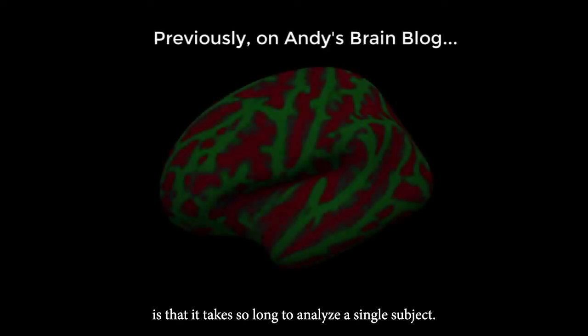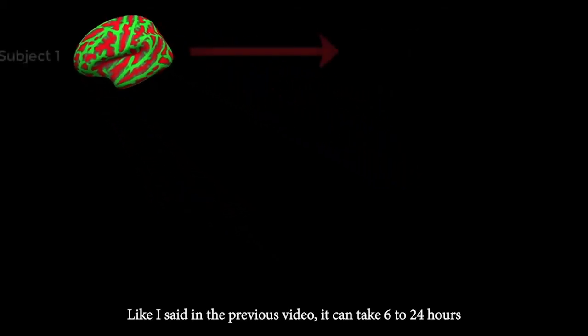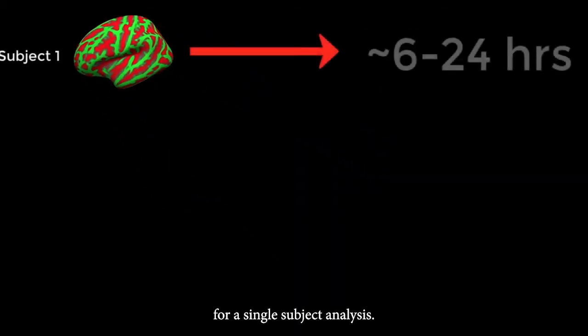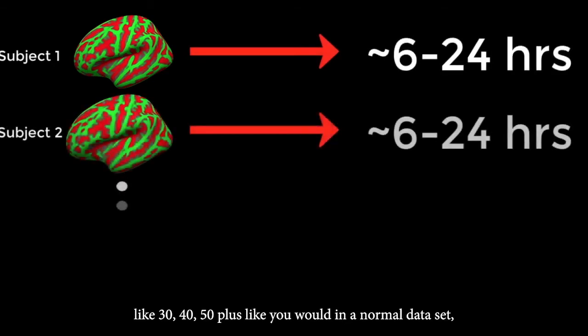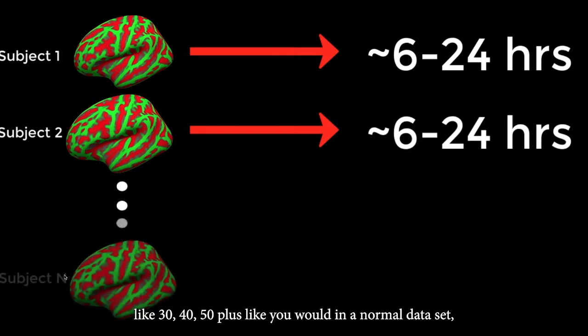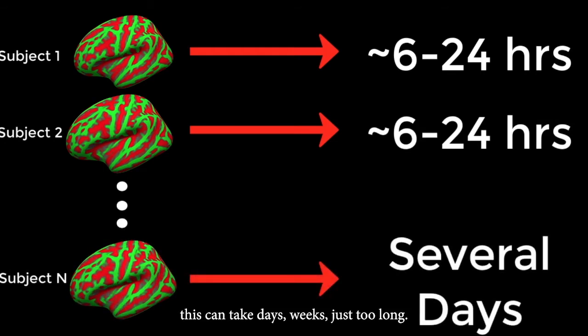The biggest complaint most people have about FreeSurfer is that it takes so long to analyze a single subject. Like I said in the previous video, it can take 6 to 24 hours for a single subject analysis. If you have several subjects, like 30, 40, 50 plus, like you would in a normal data set, this can take days, weeks, just too long.